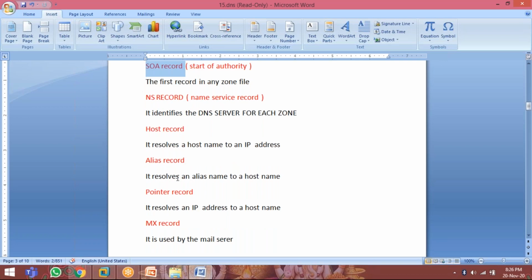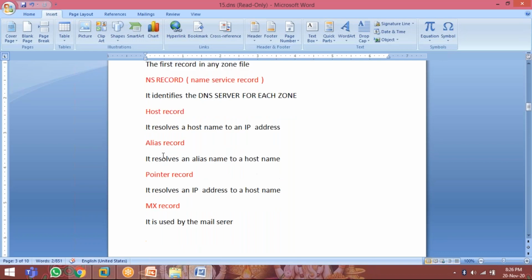The alias record resolves an alias name to the host name. For example, we configured one domain, india.com. If you want to open the website by using the domain name, you need an alias name. For example, there is one system, server1, and I configured one domain, server1.india.com. But while opening the website, you cannot type server1.india.com in the web browser. We have to type www.india.com. So that is the alias record.